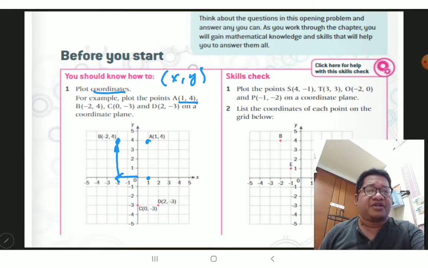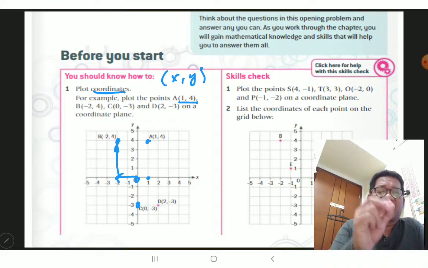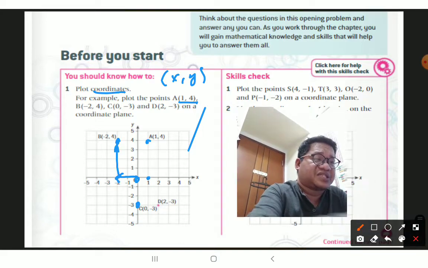Alright? And then you have 0, negative 3. 0, just on 0. And then go down to negative 3. So that's it. So we are expecting that you actually know how to plot before you start this lesson, because that is actually important. That is very basic.